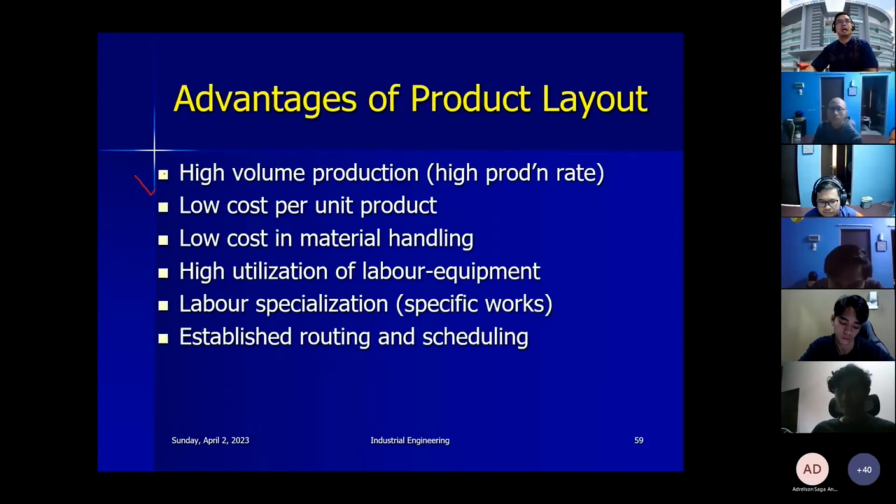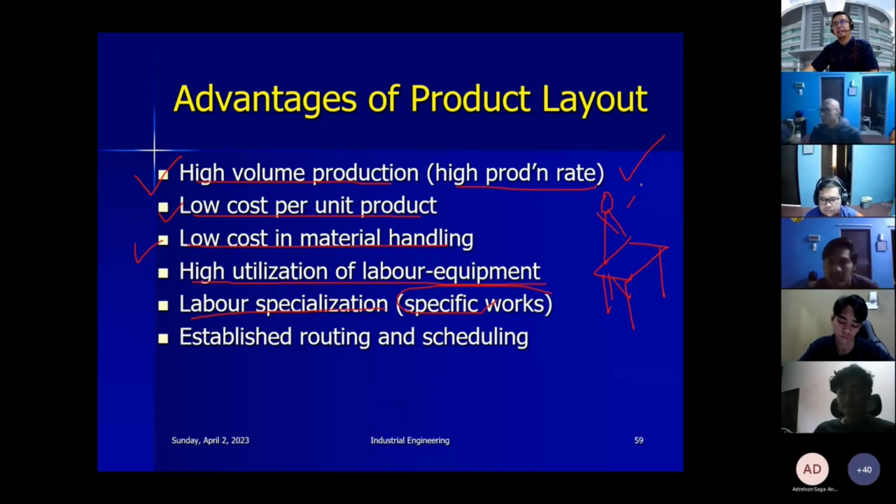We can see here the first one, high volume production, high production rate. We can produce many units, but with low cost per unit, per product, only using one or two laborers. Low cost in material handling. High utilization of labor and equipment. Labor is specialized in specific work. For example, this is station number one. This worker has their own skill, for example, SKM level 3.